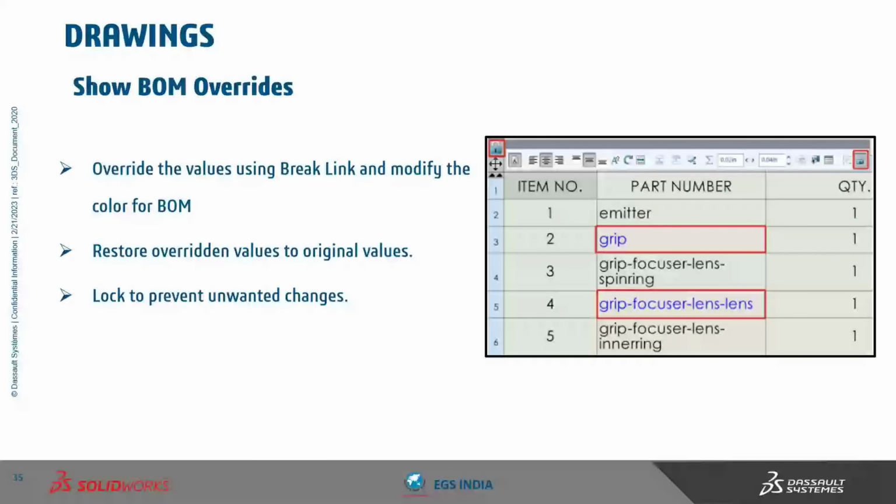Show BOM overrides. When we are creating BOM, we need some overrides of the BOM. In older versions we didn't know what we had overridden. So now in SolidWorks we give a highlighting color. We can choose it in the document properties, and we can change it accordingly.